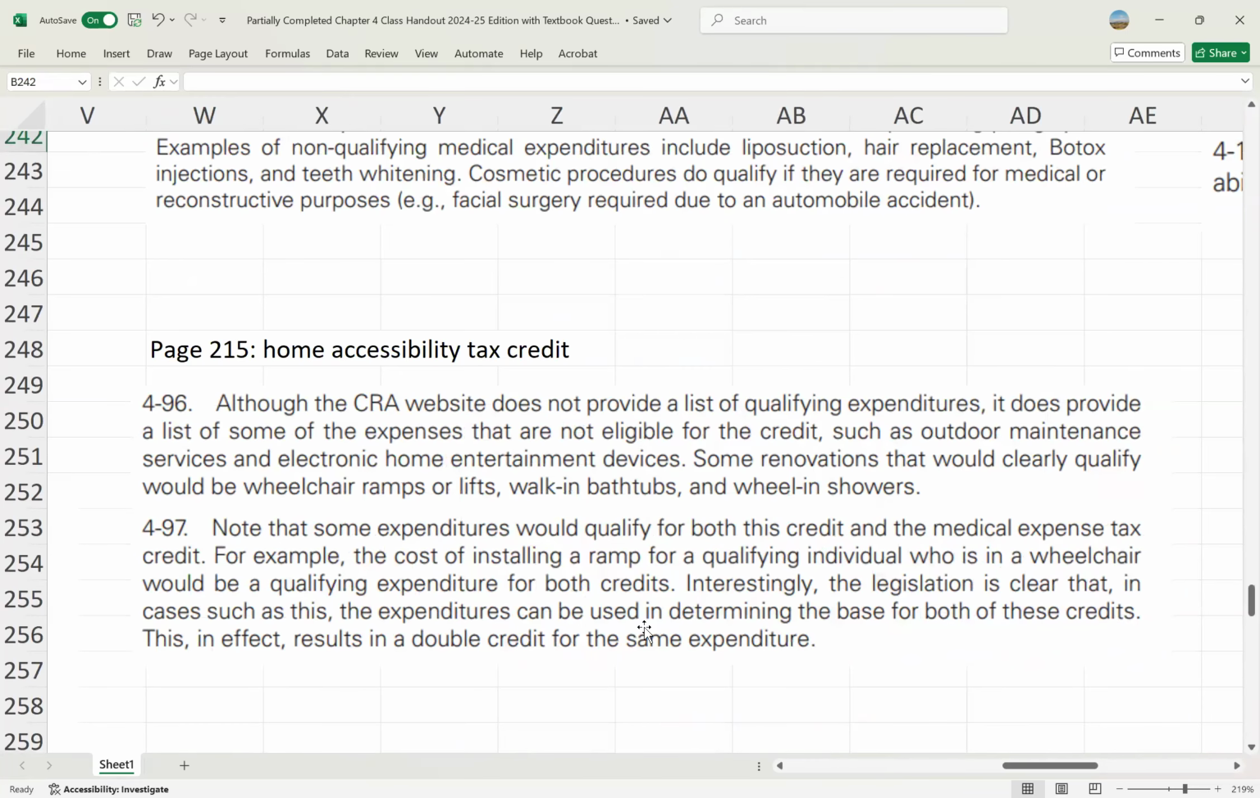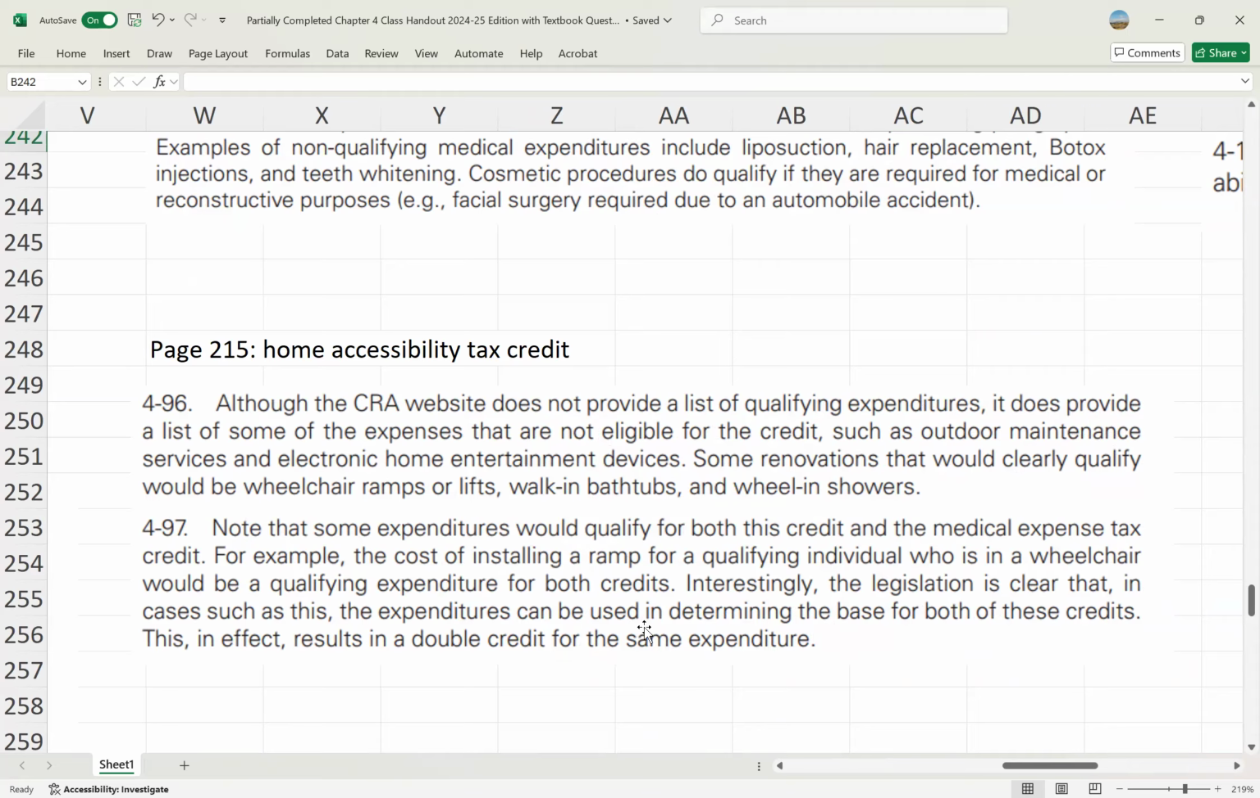Although the CRA website does not provide a list of qualifying expenditures, it does provide a list of some expenses that are not eligible, such as outdoor maintenance, electric home entertainment devices. Some renovations would clearly qualify. Some renovations that would clearly qualify would be wheelchair ramps or lifts, walk-in bathtubs, wheel-in showers.